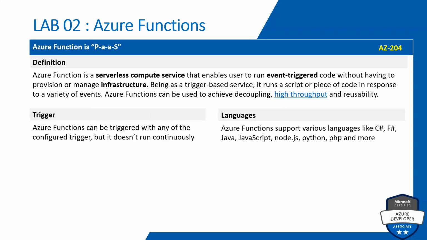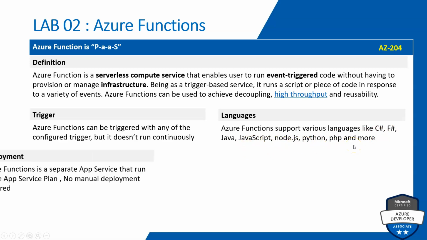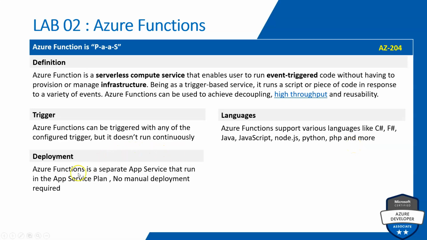Next is programming languages. Azure Functions support various programming languages like C#, F#, Java, JavaScript, Node, Python, PHP, and more. Deployment. Azure Functions is a separate app service that runs in the app service plan. So there is no manual deployment required. If you remember in Lab 1, we developed web applications and then we deployed them manually through Azure CLI. But in case of Azure Functions, there is no need to deploy anything. It will be taken care of by the system itself.